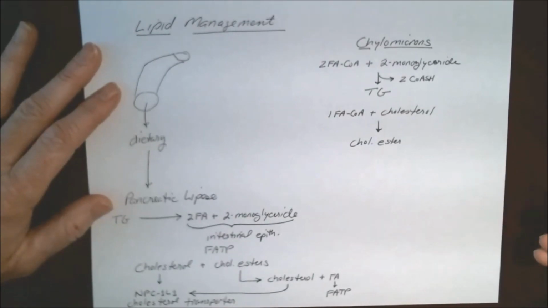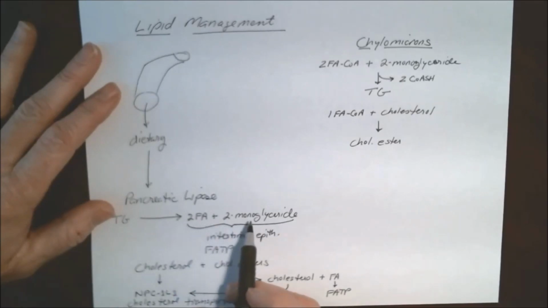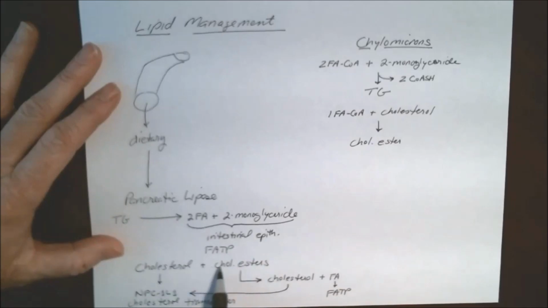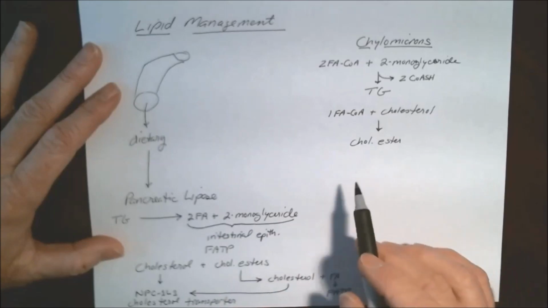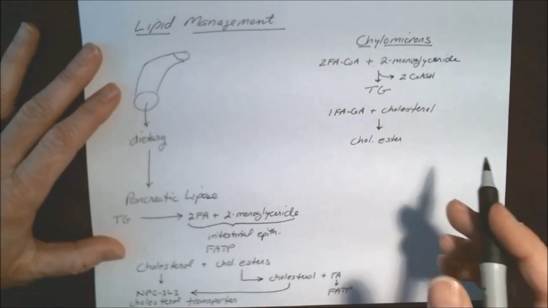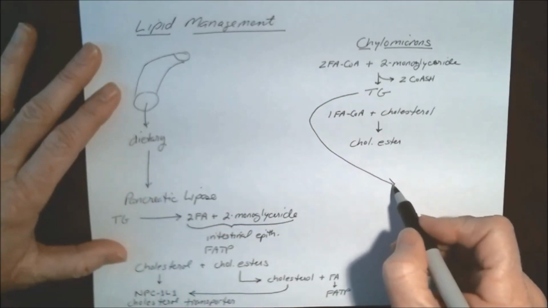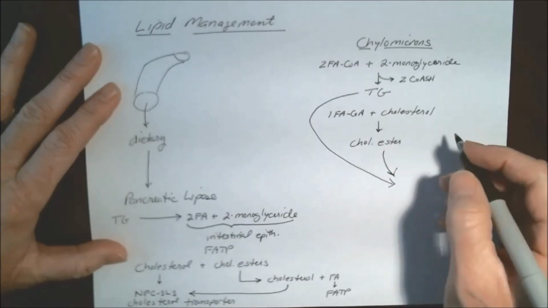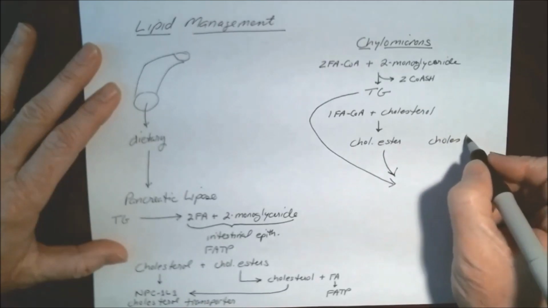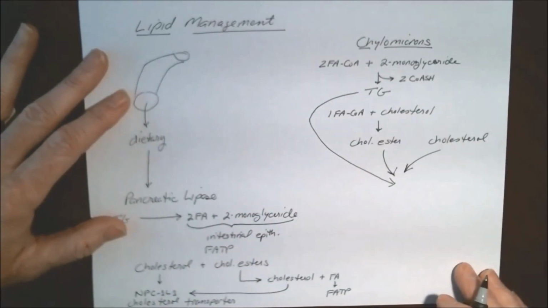So essentially we are breaking these structures down, the triglyceride into the fatty acids and 2-monoglyceride structure, and the cholesterol esters into cholesterol plus the fatty acid, and then we're going to reconstruct these in the intestinal epithelial cells. Now once we have this triglyceride and we have cholesterol esters, and we also have free cholesterol, we have the substrates that are going to be used to construct the chylomicron.